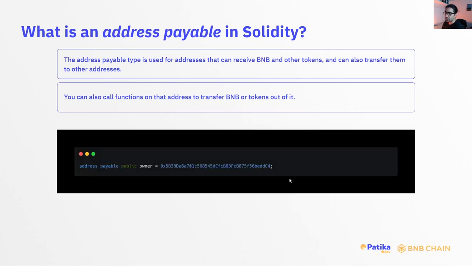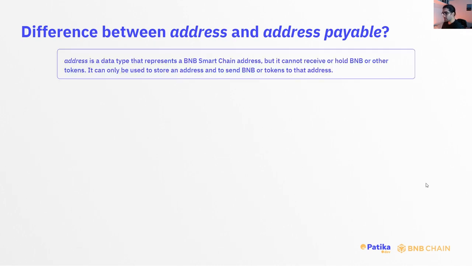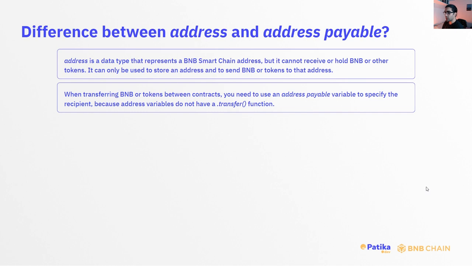So here is how we can create an address payable variable. It's just the same logic here. But what is the difference? I'm sure you got the idea, but let us see it element by element. Address is a data type that represents a BNB smart chain address, but it cannot receive or hold BNB or other tokens. It can only be used to store an address and to send BNB or tokens to that address. When transferring BNB or tokens between contracts, you need to use an address payable variable to specify the recipient, because address variables do not have a .transfer function.